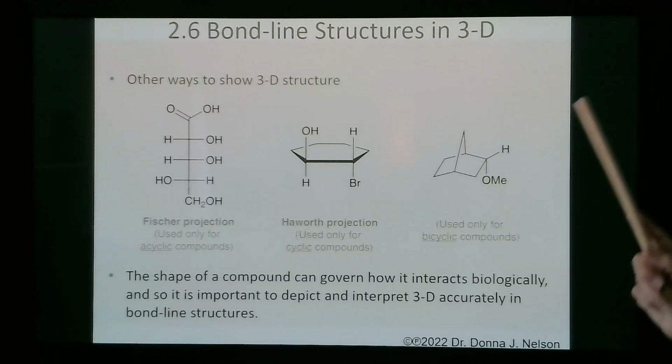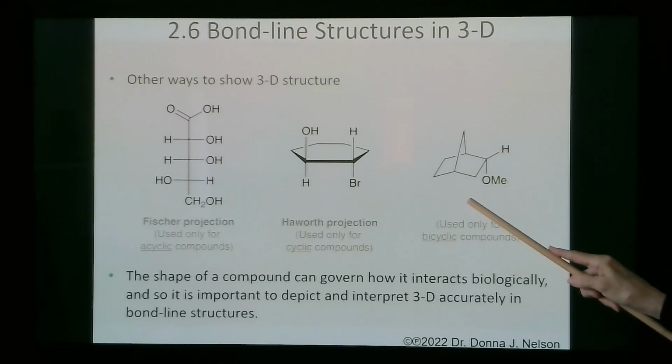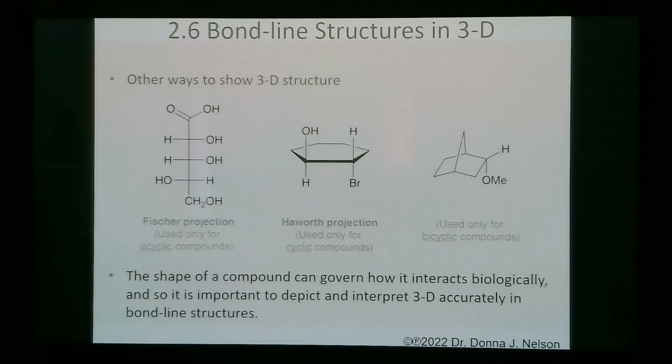So it's important to be able to draw these and to be able to recognize them, because the shape of the molecule can influence how it reacts, especially in biological settings. So that is the first lecture on molecular representations. And so now we will go on to more information such as resonance structures.